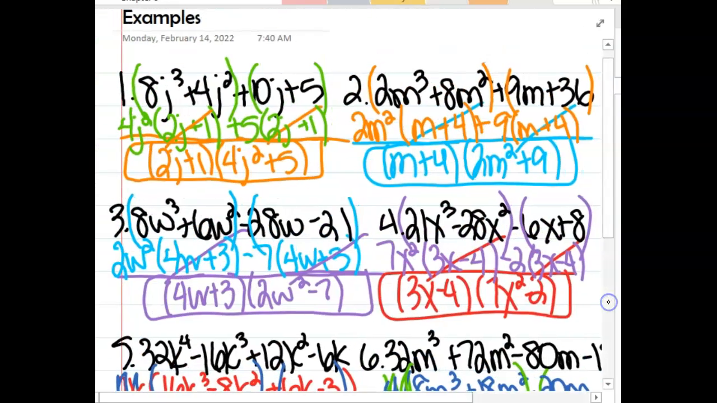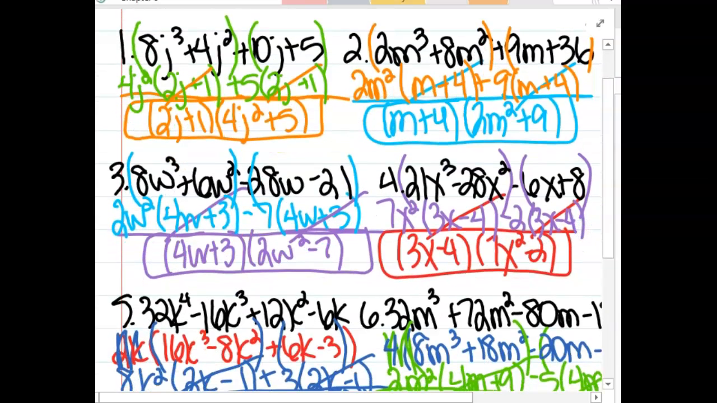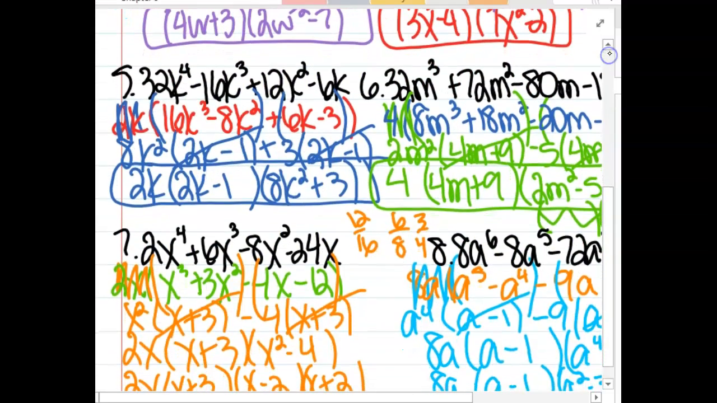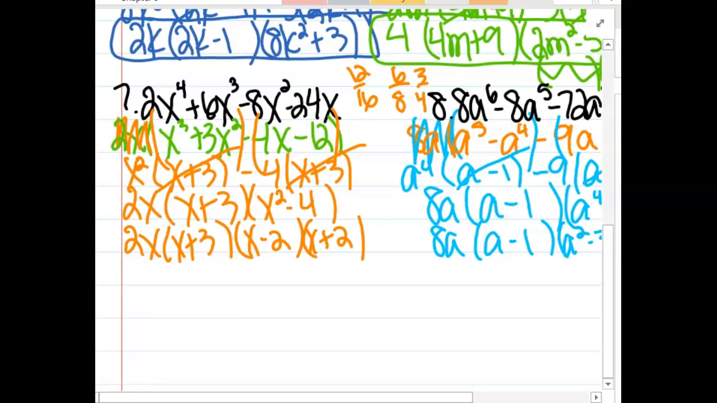Okay? Most of your problems are going to be like the first 4. But you will have a few, probably 3 or 4, where you either have to factor out a greatest common factor or factor it again when you think you have your answer.